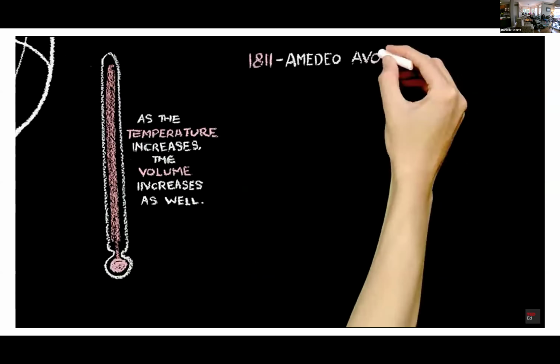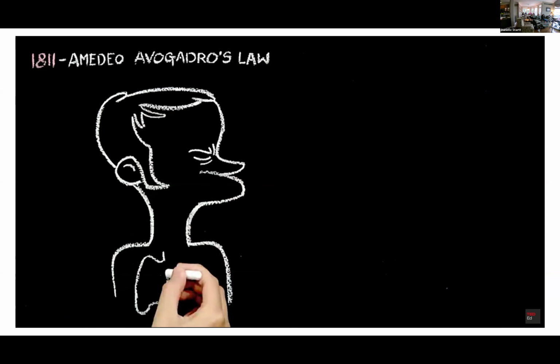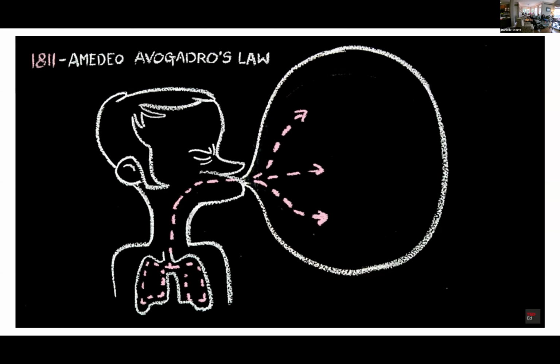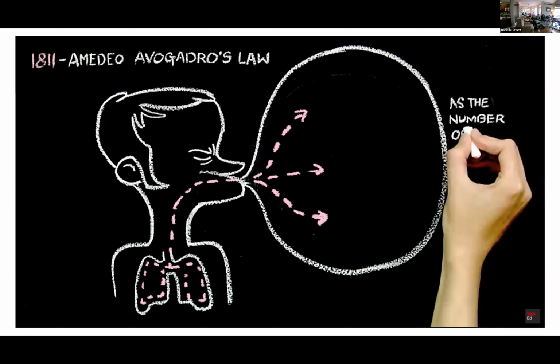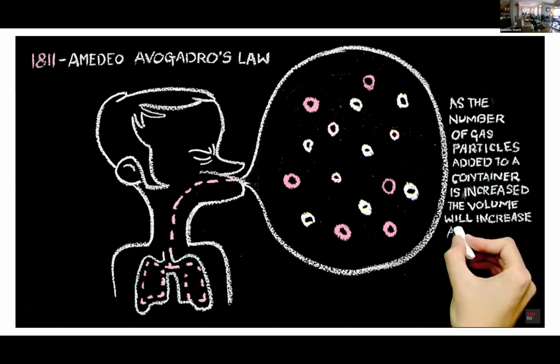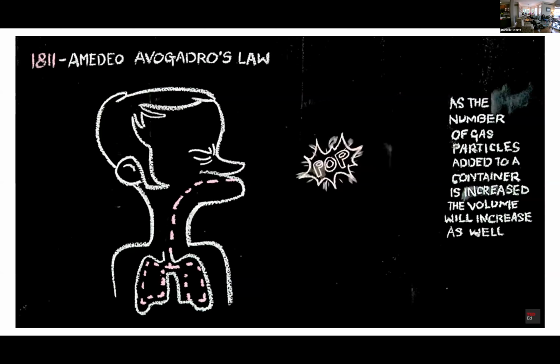The third law is also easily demonstrated. When you're blowing up party balloons, the volume increases. As you're blowing, you're forcing more and more gas particles into the balloon from your lungs. This causes the balloon volume to increase. This is Avogadro's law in action. As the number of particles of gas added to a container are increased, the volume will increase as well. If you add too many particles, well, you know what happens next.